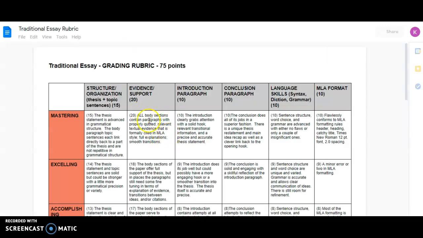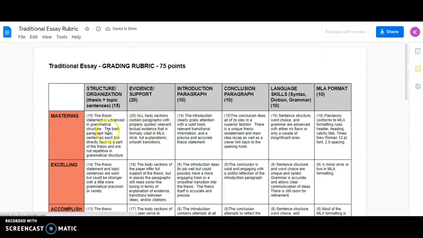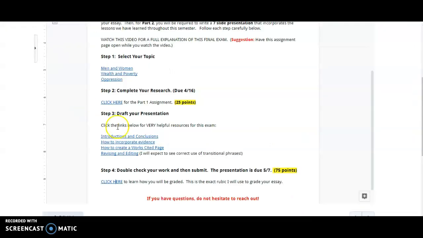Now, you're not being asked to write an essay, but I am looking to see that you're using a thesis statement, that you have the correct introductory sentences, that you have your evidence properly quoted and cited, that you have an introduction slide, a concluding slide, and that you use correct grammar and MLA format. So make sure that you have a catchy title, make sure that you're using the correct font. I am going to be looking for that.